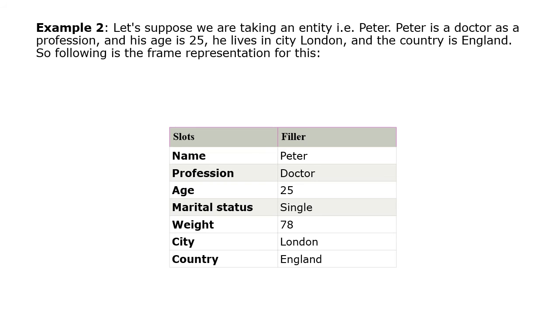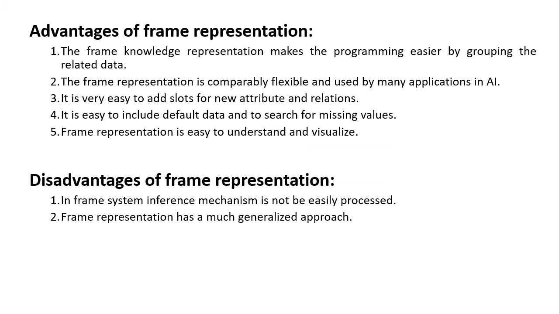So for the entity Peter, the slots are name, profession, age, marital status, weight, city, and country, and the fillers are Peter, Doctor, 25, single, 78, London, England, respectively.